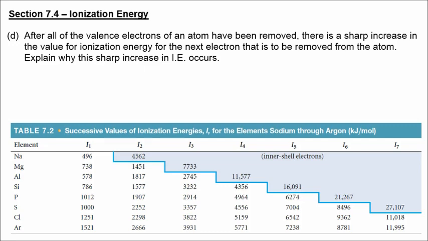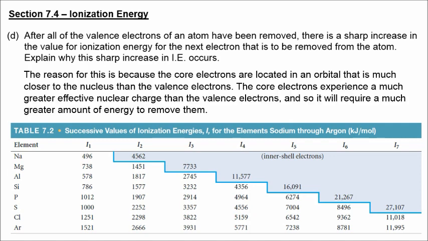Now, looking at the data, it says that after we remove the valence electrons, there is a sharp increase in the value for ionization energy when we get to the core or the inner shell electrons. So the reason for this is because the core electrons are located in an orbital that is much closer to the nucleus than the outer shell or valence electrons. And since the core electrons experience a much greater effective nuclear charge, it's going to require a much greater amount of energy to remove them.